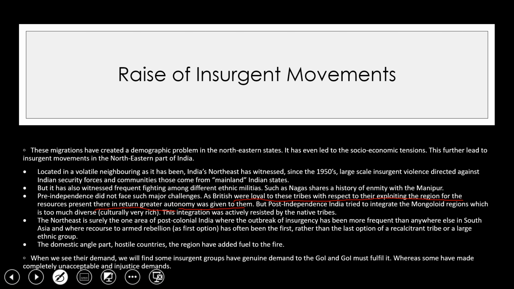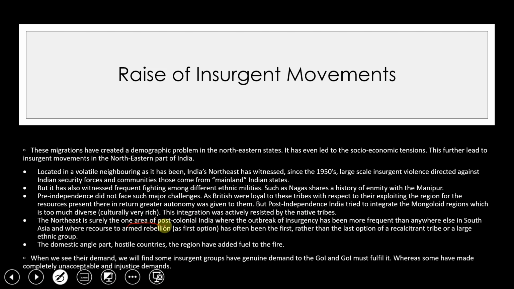But post independence, India tried to integrate all these regions, which are very diverse and culturally very rich. The culture of these eastern states and mainland India was completely different, and within the states there was too much diversity. Too many tribal peoples were there, and even among them clashes were going on. So it was a main challenge for India, and this integration was actively resisted by the native tribes when India wanted to merge the eastern part of the country with mainland India.